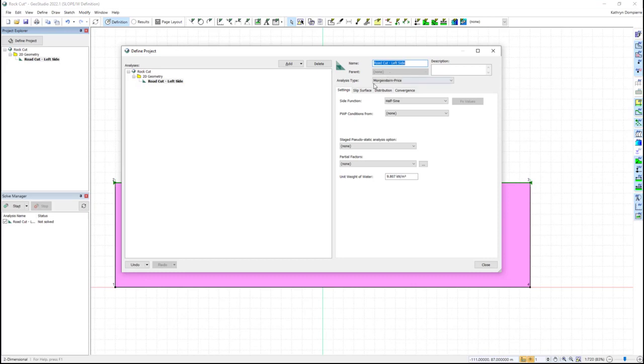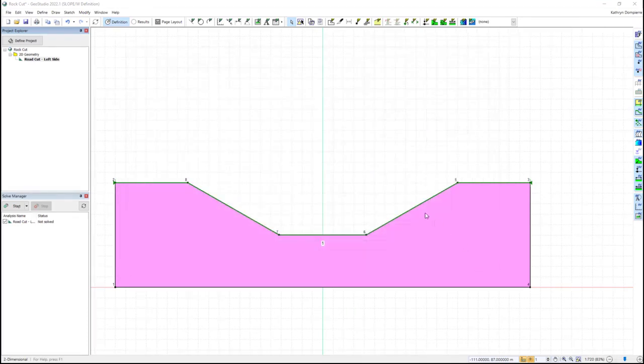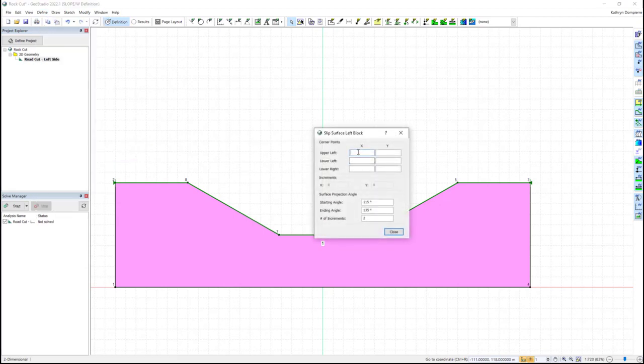Make sure the direction of movement is correctly set from left to right, and then choose the block-specified slip surface option. When defining the left and right blocks for this slip surface definition type, we are providing the solver with grids to anchor the bifurcation points of a 3-segment slip surface.